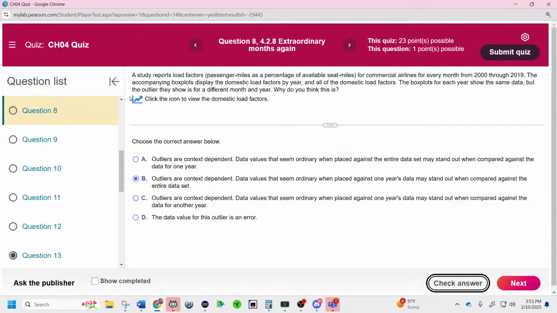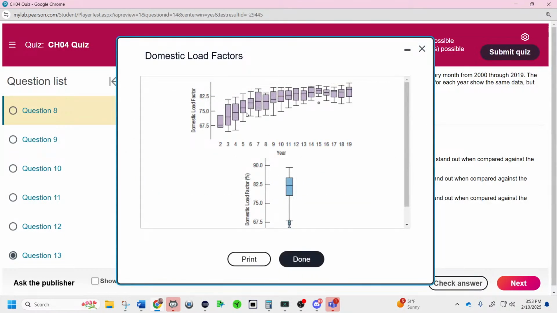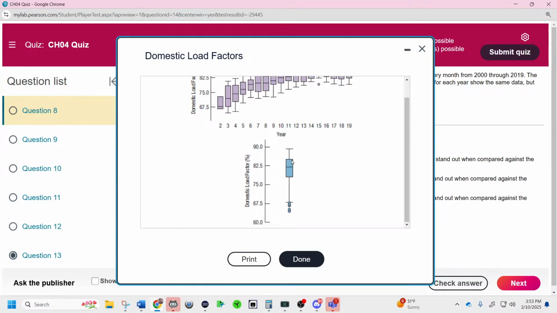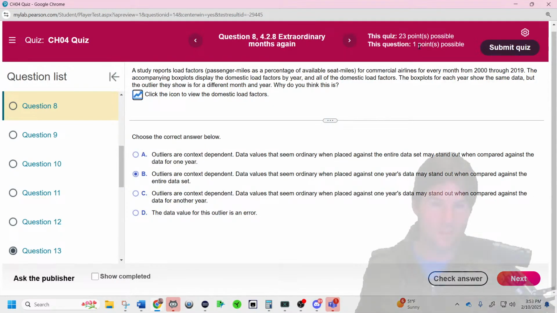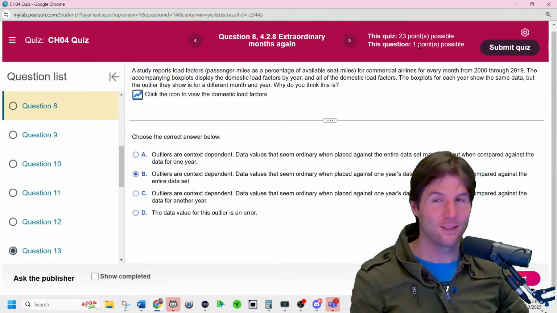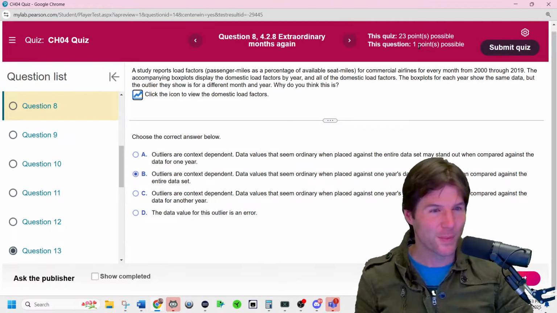Got it. Because they're ordinary within the years, there's only one outlier, and data that may seem ordinary within the years may stand out in the entire data set. And it is very much looking at exactly what they've written. And literally, I said outliers are context dependent.